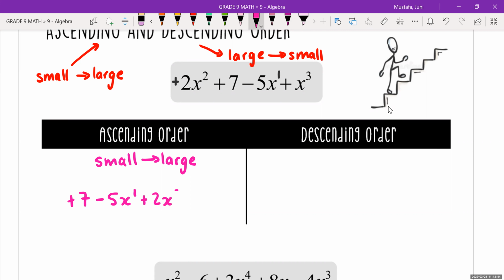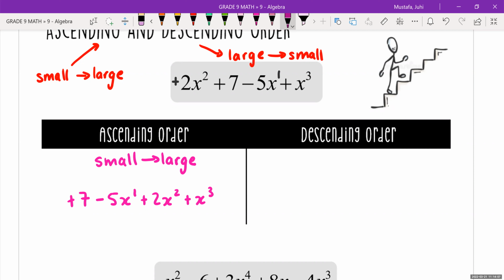Emily? No, you don't have to. And then what's the term with the highest degree or the highest exponent here? Yep. I think I heard positive x to the power of 3. Yeah. Okay, and this is an ascending order. You're starting from the smallest to the largest.